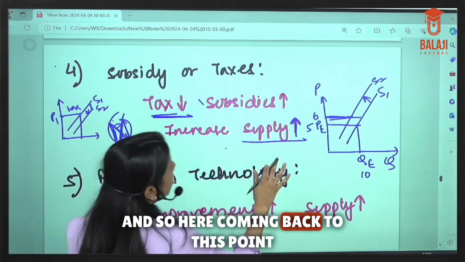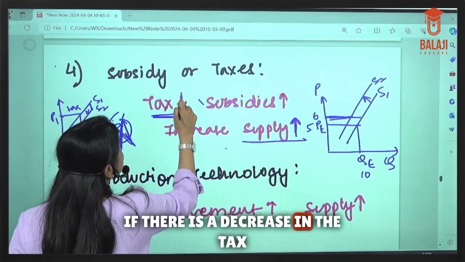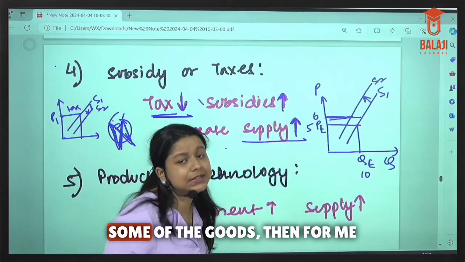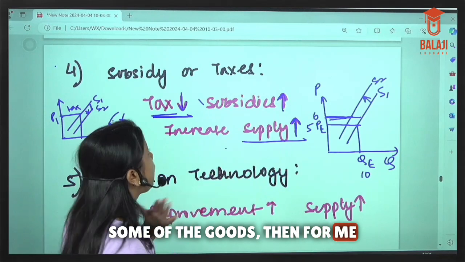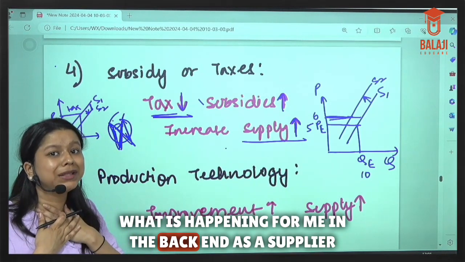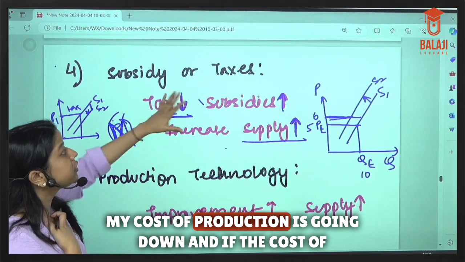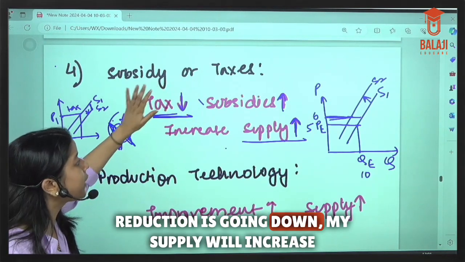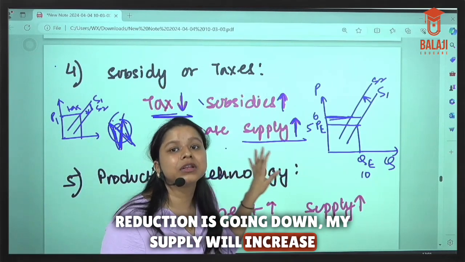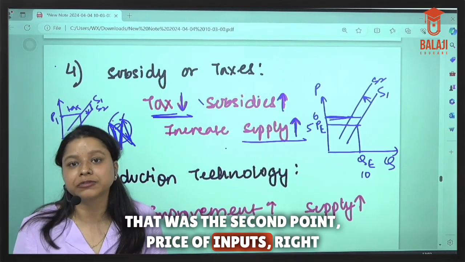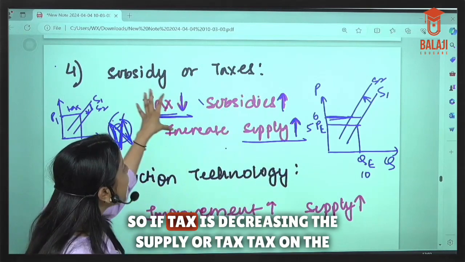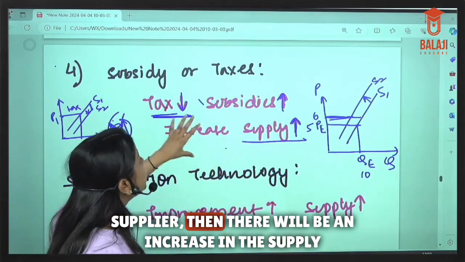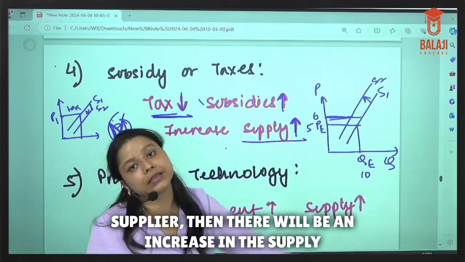And so, coming back to this point, if there is a decrease in the tax, the government is decreasing taxes or giving subsidies on some goods, then what is happening for me in the back end as a supplier? My cost of production is going down. And if the cost of production is going down, my supply will increase. That was the second point, price of inputs. So if the tax on the supplier is decreasing, then there will be an increase in the supply.